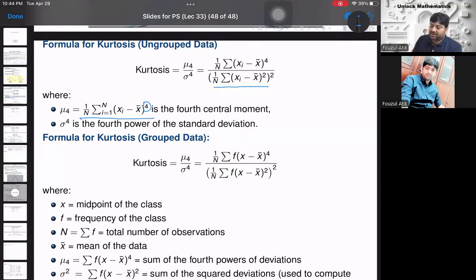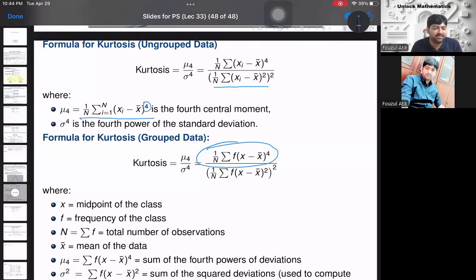Correct? And if the data is group data, it is again mu 4 by sigma 4. But in case of a group data, it is a similar kind of formula we'll have for mu 4. It is 1 by n into f into (x minus x bar) whole to the power 4, divided by variance. For group data, we already know.